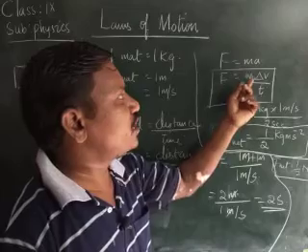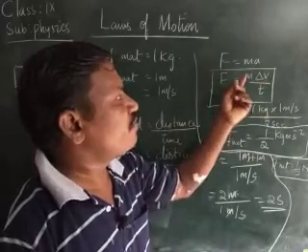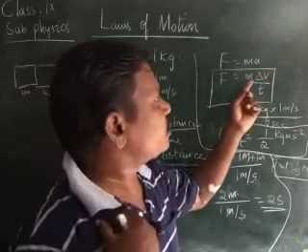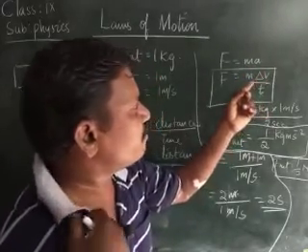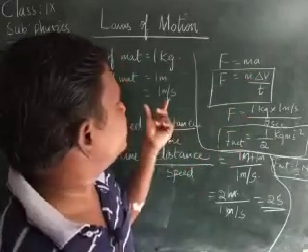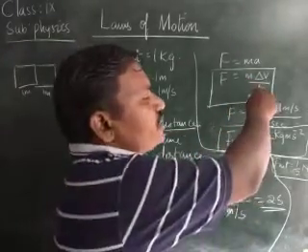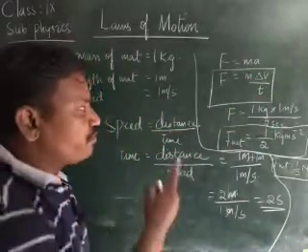Therefore F is equal to m into delta v by t. Therefore, when m is equal to 1, delta v we already know is 1 meter per second. Okay, what is the time then? We should find the time.